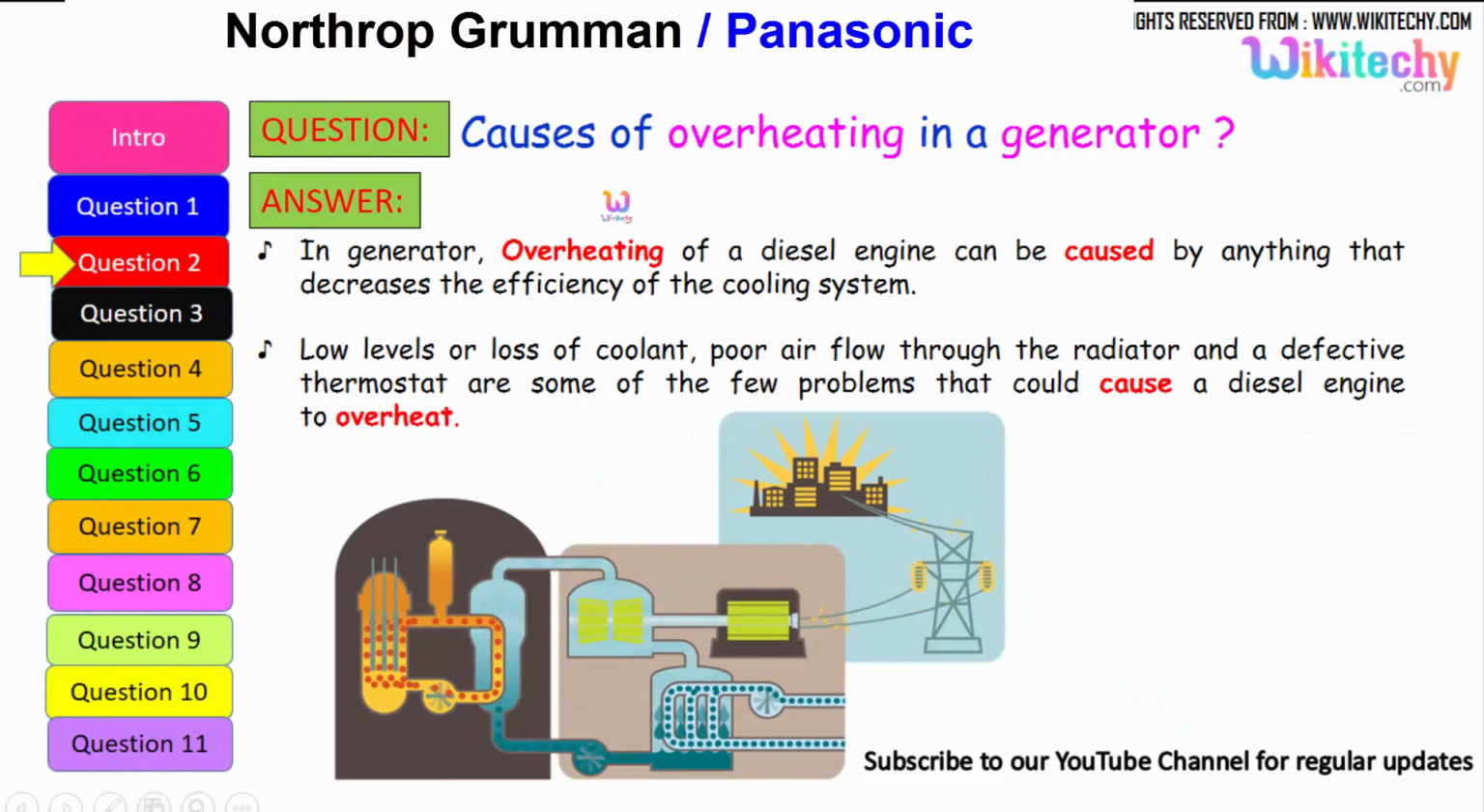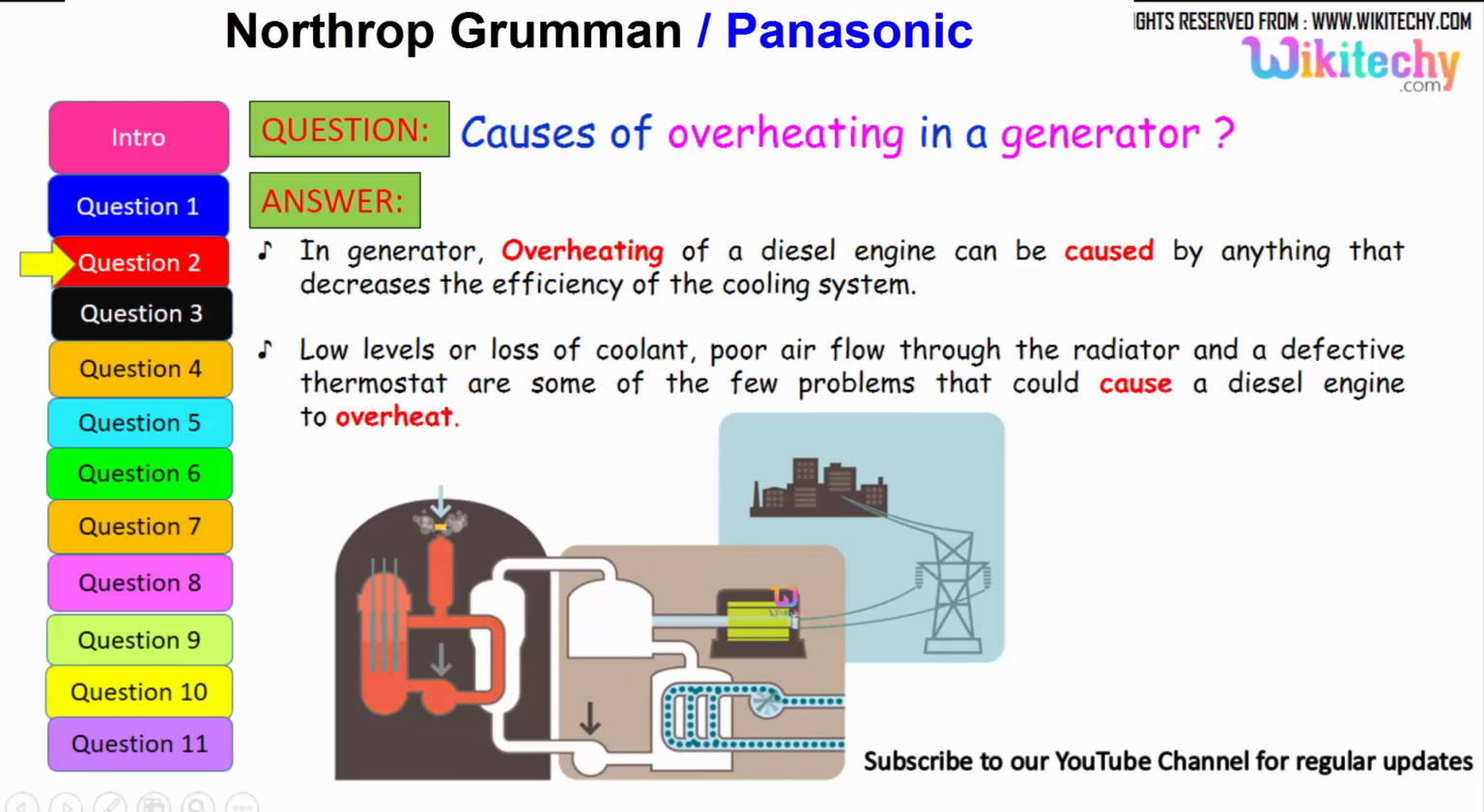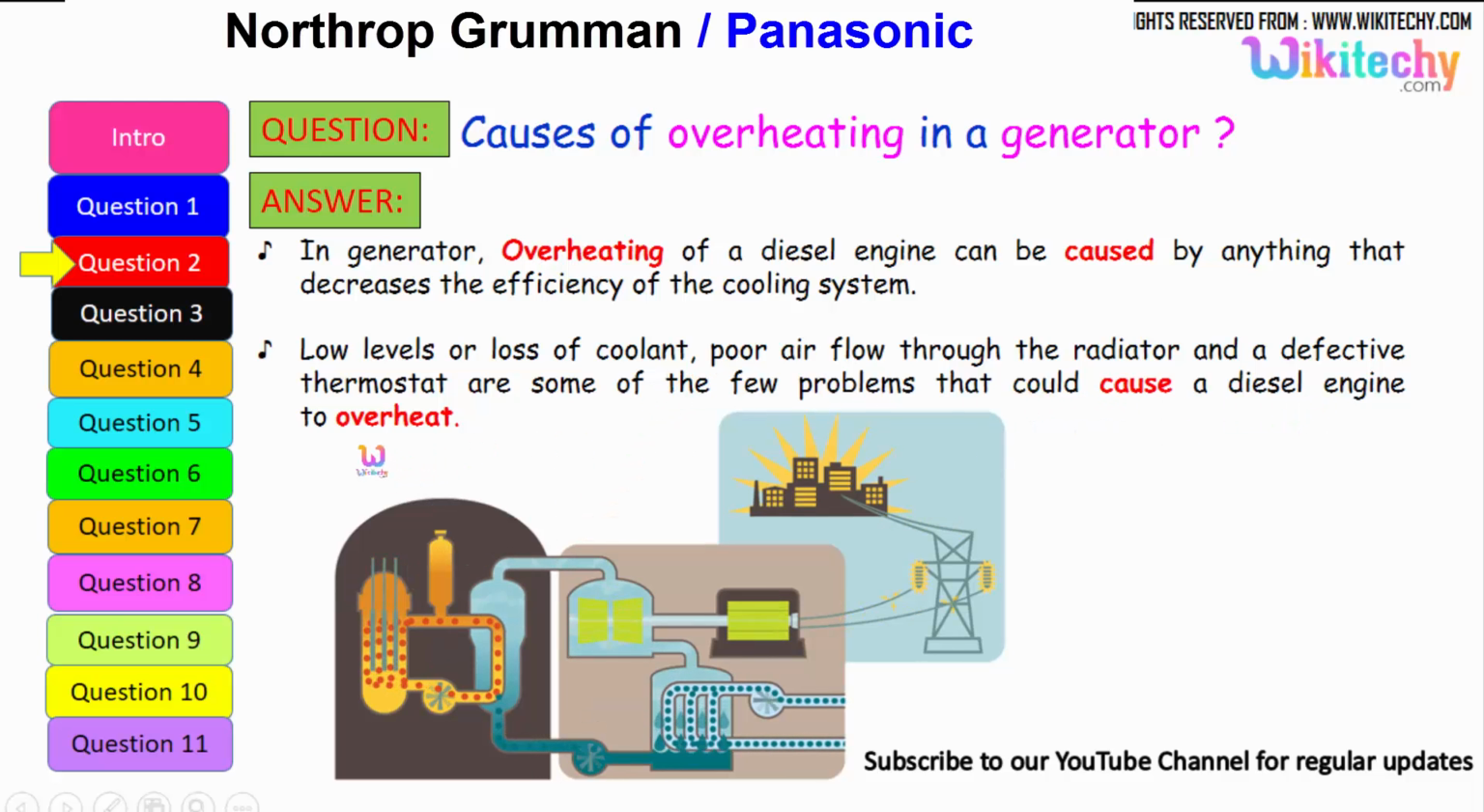Let's move on to the next question, causes of overheating in a generator. In a generator, overheating of a diesel engine can be caused by anything that decreases the efficiency of the cooling system. It can be due to the loss of coolant or low levels of coolant, or poor airflow through the radiators, and a defective thermostat, which are some of the few problems that could cause a diesel engine or a generator to overheat.